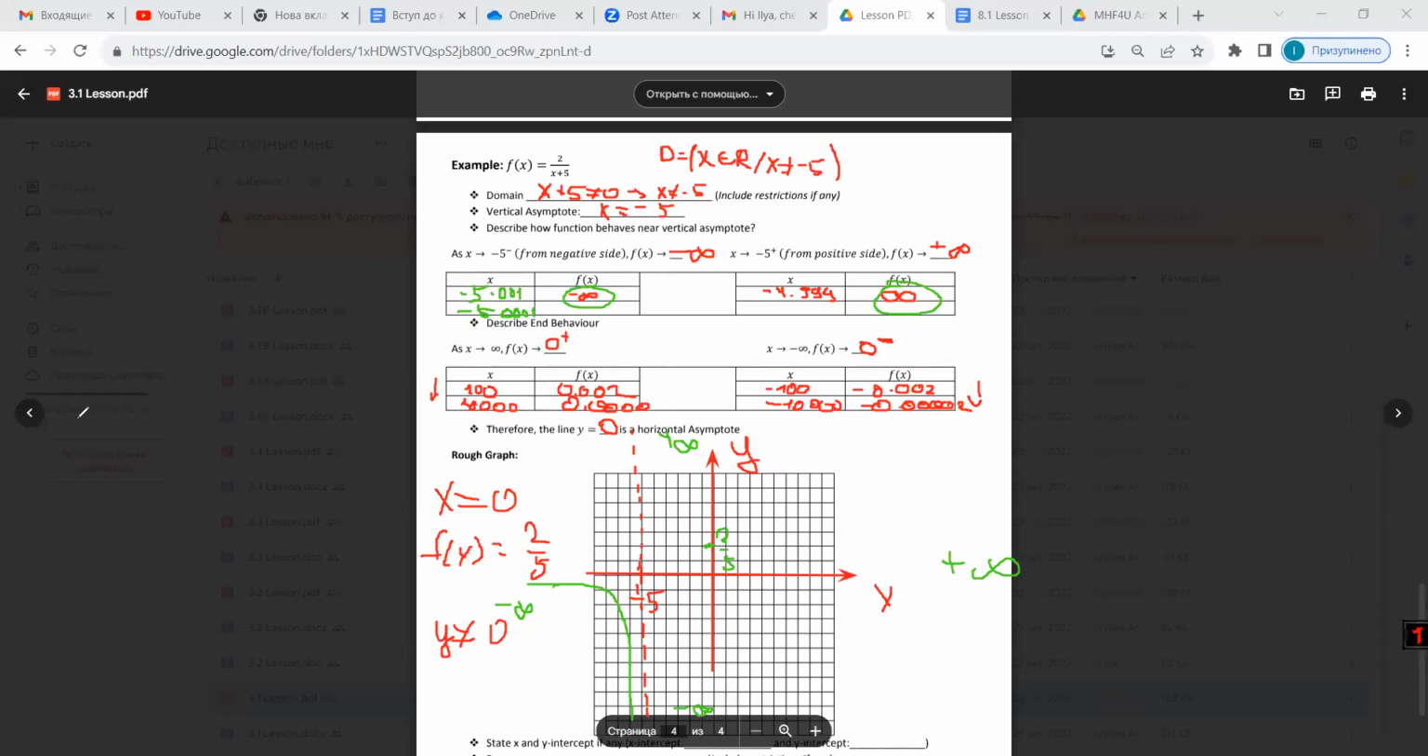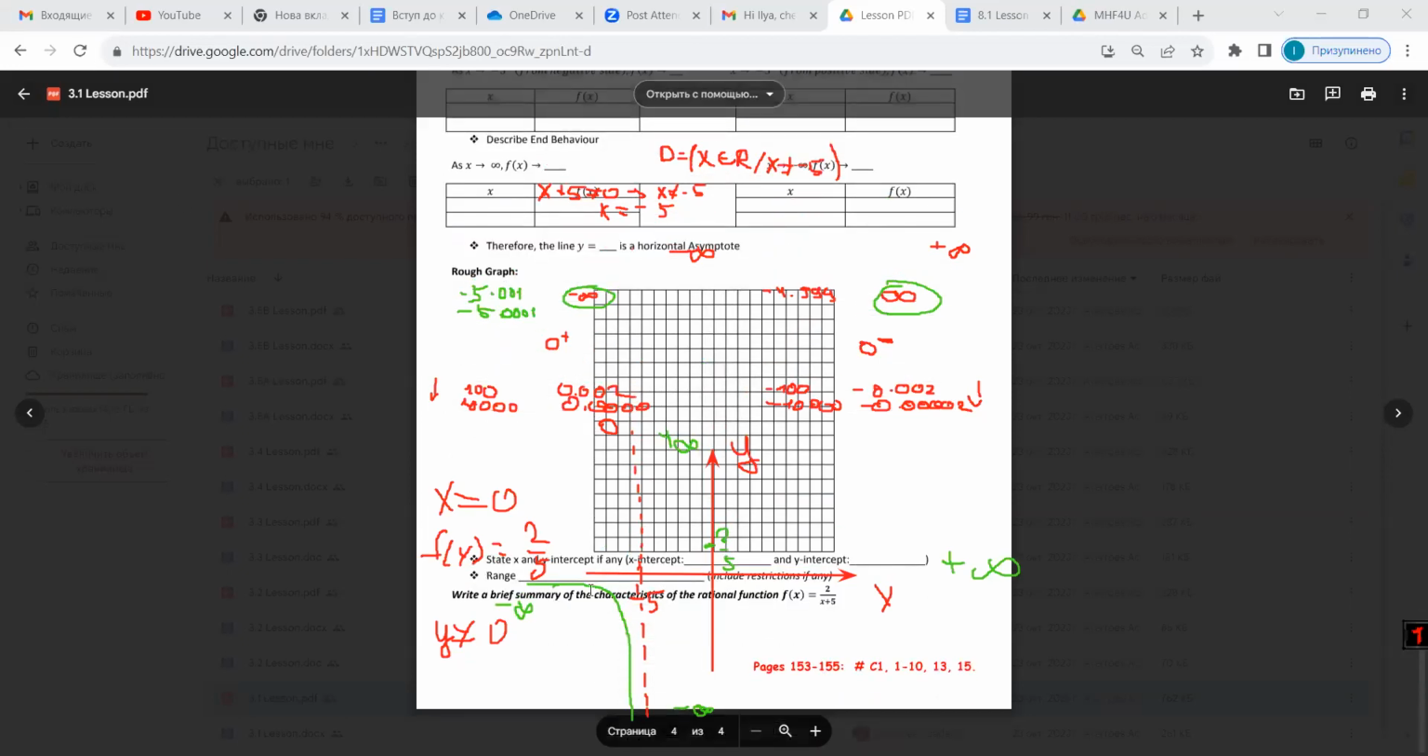Any questions on this example now? Safa, is that clear now? Yeah, I think so. Okay, great. What else do we have here?